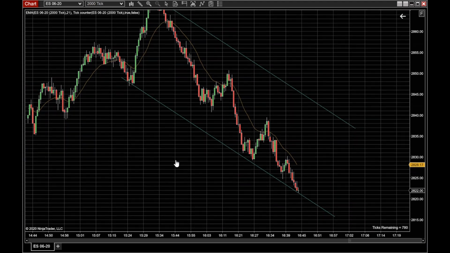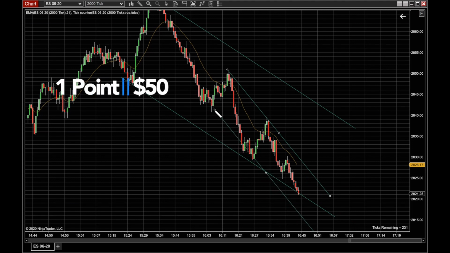So let's get to the trades. What you see here is a 2000 tick chart of the S&P 500 futures, and I try to make a 1-point scalp, which gives a profit of around $50 if you're trading one contract.